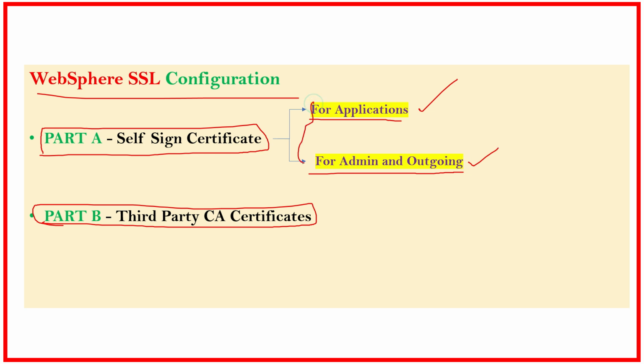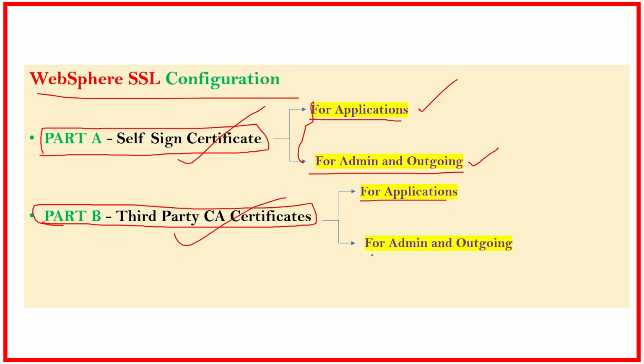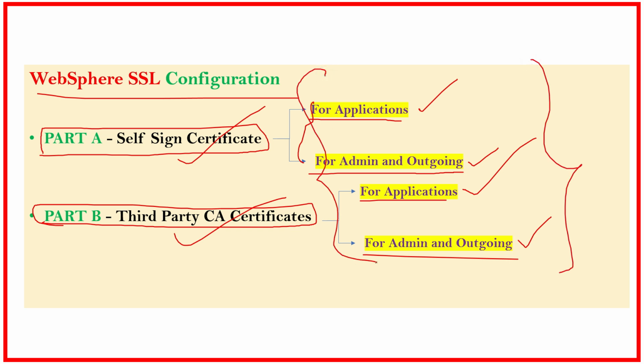And these two situations are applicable for both, whether it is a self-signed certificate or a third-party certificate. We do the configuration at two levels: for securing the applications, and for securing the admin console and outbound connections, right? So all these four options, along with the self-signed and third-party CA certificate, we are going to cover next.